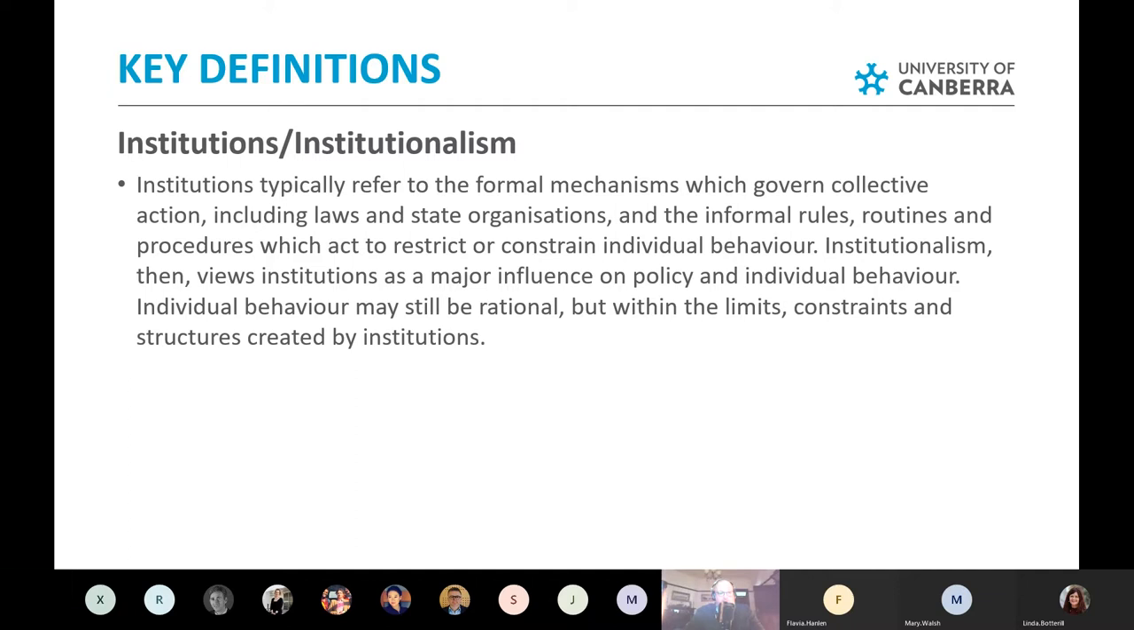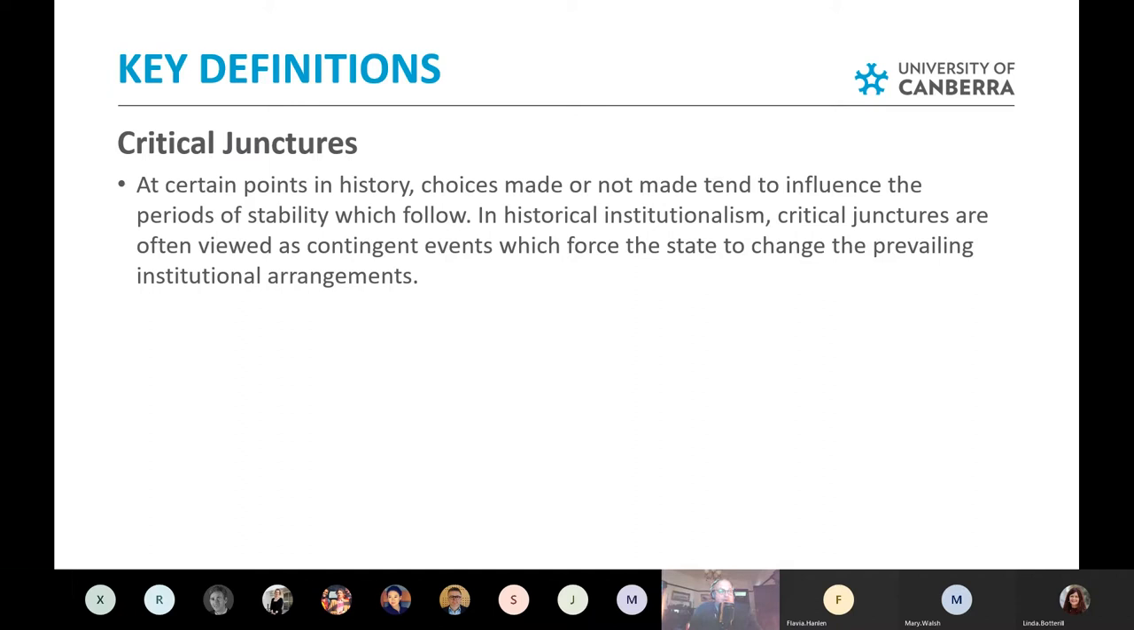Next is critical junctures. Again, I'll explain this in the context of punctuated equilibrium soon, but a critical juncture is a certain point in history where choices made or not made tend to influence the periods of stability that follow. So in historical institutionalism, critical junctures are often viewed as contingent events which force the state to change the prevailing institutional arrangements. One of the most important studies of critical junctures has come about from the idea of wars. If you have a war and a state is destroyed, look at Iraq, for example. Following the invasion of Iraq by the United States, Iraqi institutions were completely overturned and were able to be rebuilt. This is not something that would necessarily be easy to happen in a normal political situation.